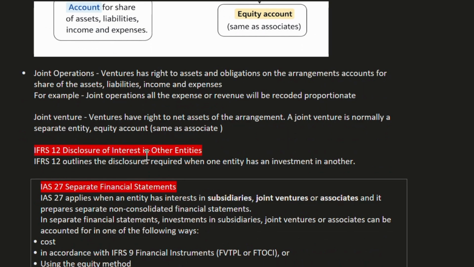IFRS 12 Disclosure of Interests in Other Entities. IFRS 12 outlines the disclosures required when one entity has an investment in another. So we need to disclose the interest.